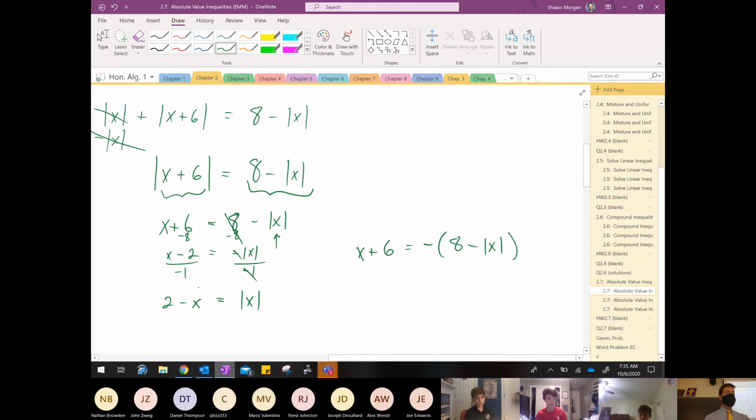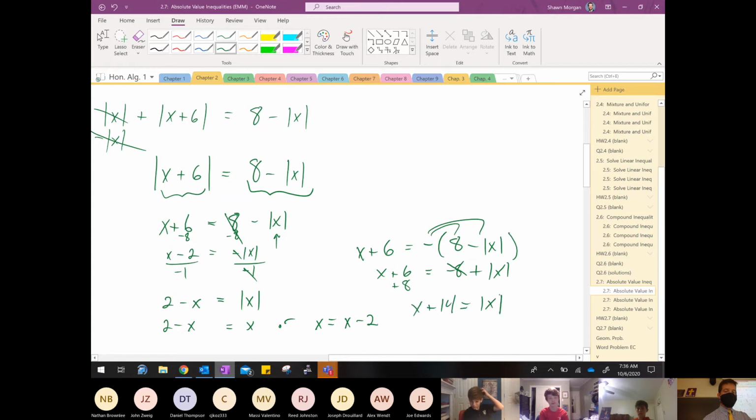And then look at what we would do. We'd repeat the process. We'd say, okay, well, x equals 2 minus x, or x equals x minus 2, and we'd run it that way. Okay. Same thing over here. We would distribute our negative. We get -8 plus absolute value of x. In this case, we would just add 8 to both sides, and get x plus 14 equals absolute value of x.